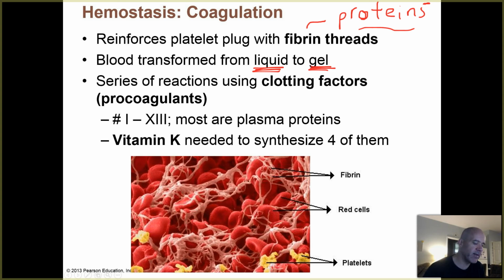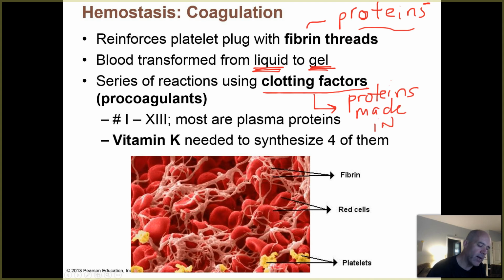All right, so as we're going to see, coagulation involves a multi-stepped chain reaction or cascade, and it involves a number of clotting factors. Most of these are proteins. Not all of them, but most of them are proteins made in the liver. So liver function is very important for blood clotting. You may have heard of that before.